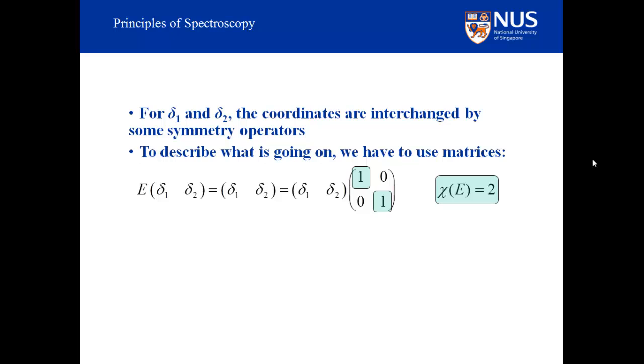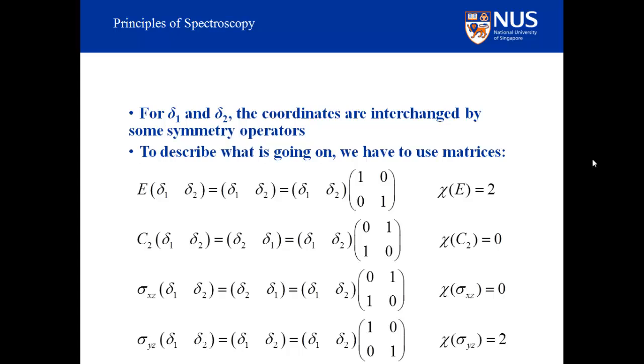The same can be done for the C2 operator. The C2 operator operates on the vector delta 1 delta 2 and transforms delta 1 into delta 2 and delta 2 into delta 1. This can also be written as the product of the vector delta 1 delta 2 with a 2 by 2 transformation matrix. The character of the representation under the C2 operator is thus the sum of the diagonal elements of the matrix. In this case, the diagonal elements are 0 and 0, and so the character is 0.